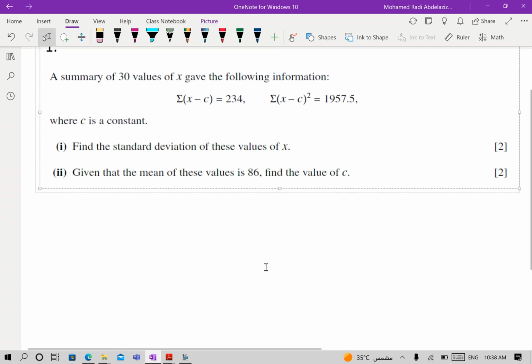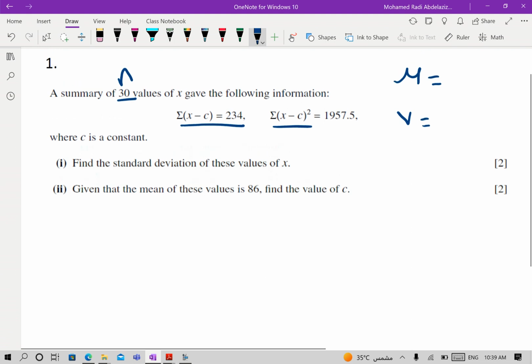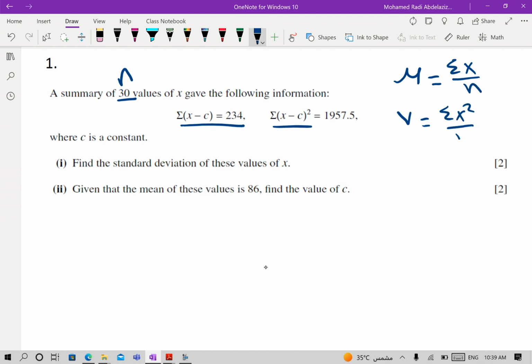Summary of 30 values. This is the value of what? The value of n, the number. We have 30 values. It's a given coding: x minus c, and the sum of x minus c all squared. Before we start, if I ask you to get mu and variance without coding, mu is sum x over n. Variance is sum x squared over n minus sum of x over n the whole squared, without coding.